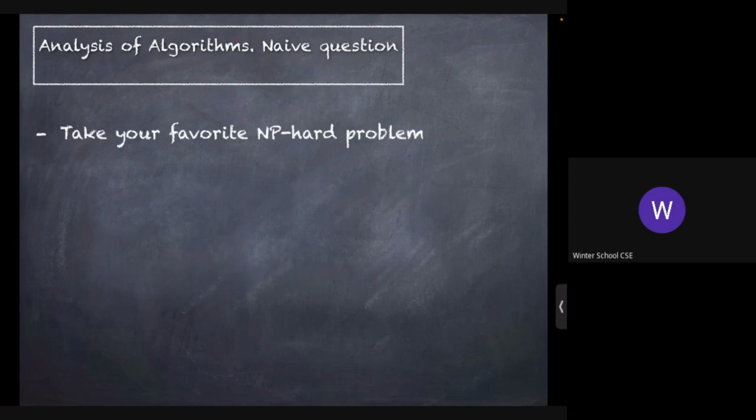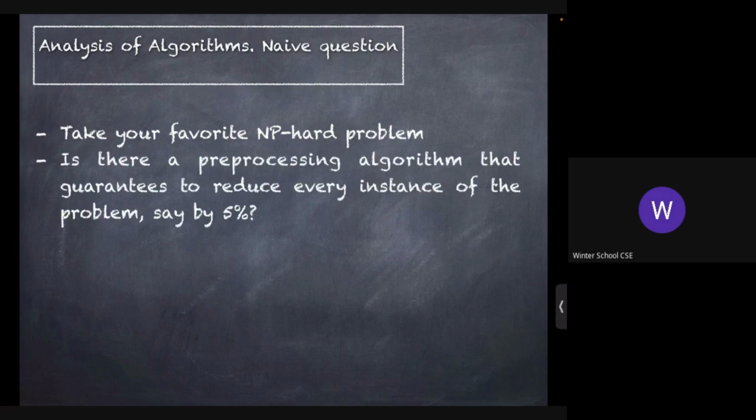Okay, but we are doing theoretical computer science. Can we try to capture the notion of preprocessing and build some theory of the complexity of preprocessing? For example, take your favorite NP-complete problem. The question is, can we say there is a preprocessing algorithm that guarantees, because we always speak about worst-case complexity, so we want the guarantee, that it reduces every instance of the problem, say by 5%?